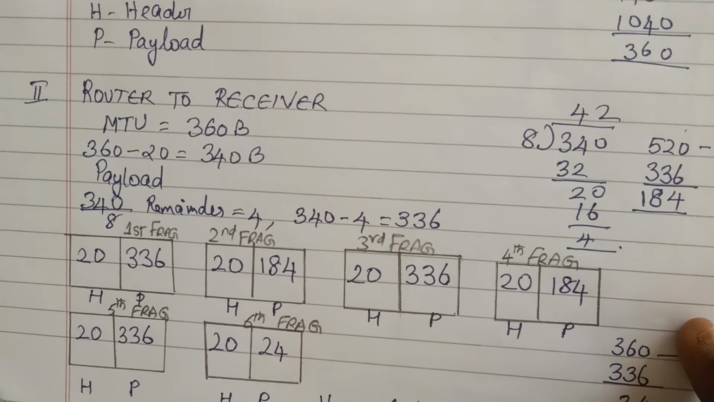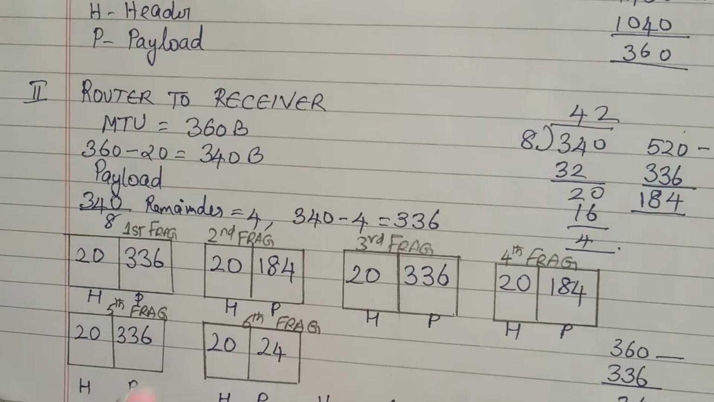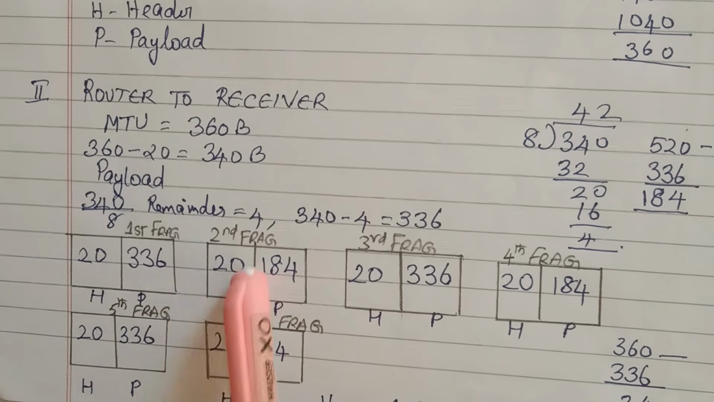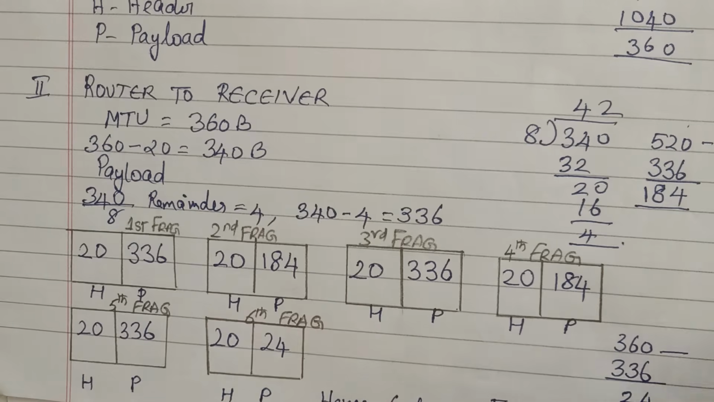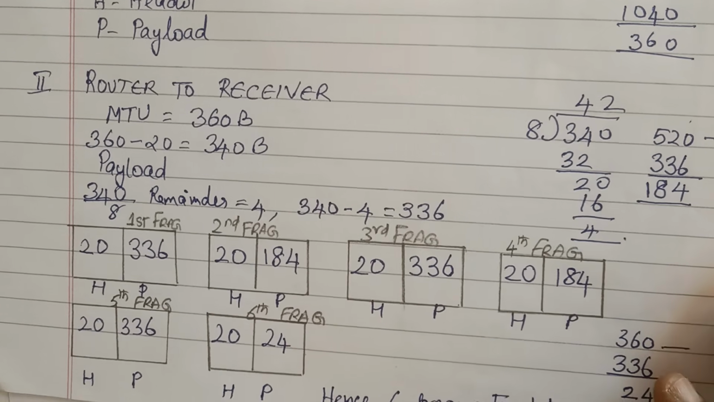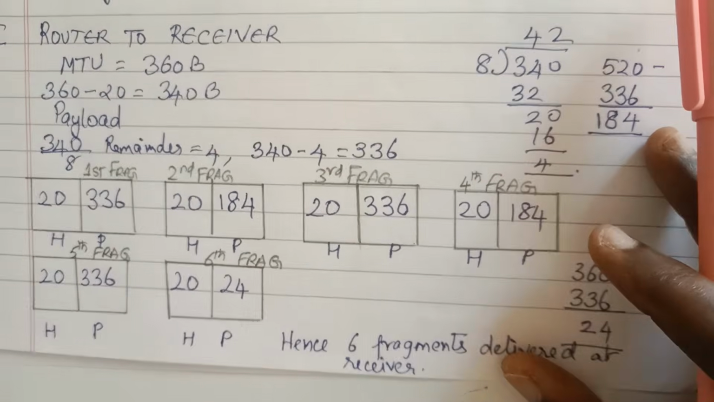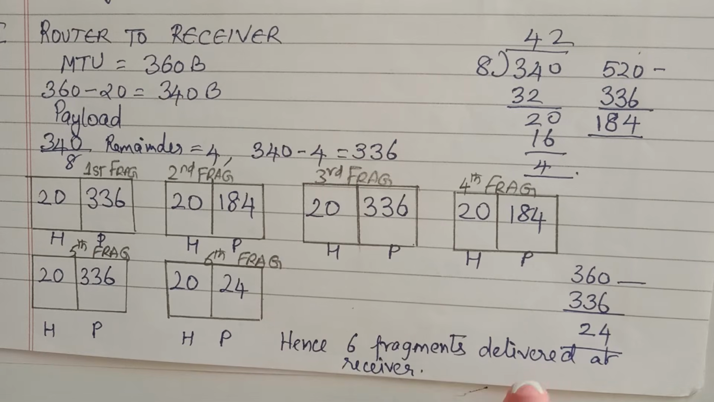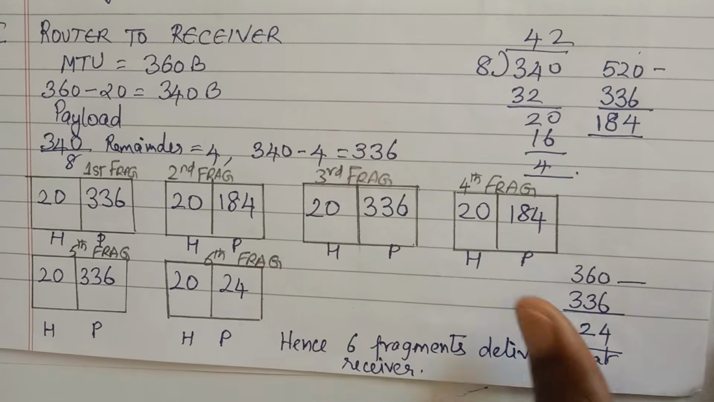Hence finally, at the receiver you get how many fragments? 1, 2, 3, 4, 5, 6. So there are 6 fragments received at the receiver. Hence the answer for this question is 6 fragments will be delivered at the receiver.